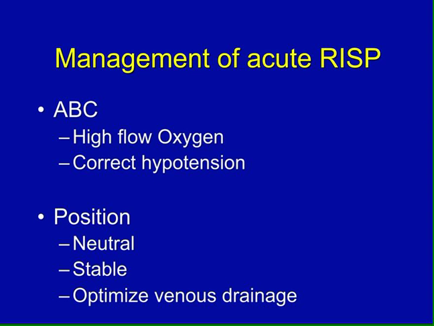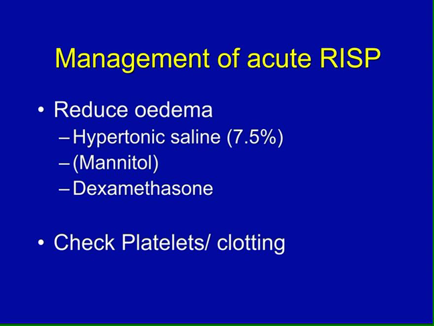Positioning of the patient with spinal injury is probably more important than with raised intracranial pressure, because venous drainage is rather more complex and it is possible to cause occluded venous drainage. So a neutral position, and one where the spine itself is stable, because clearly a patient who's got an unstable spine could get further complications, is going to be important. And then you reduce edema, and the way that we do that now is to use hypertonic saline, but mannitol is an alternative, and dexamethasone. And of course you would make sure that the patient hasn't bled or isn't likely to bleed with any intervention, so check their platelets and their clotting.